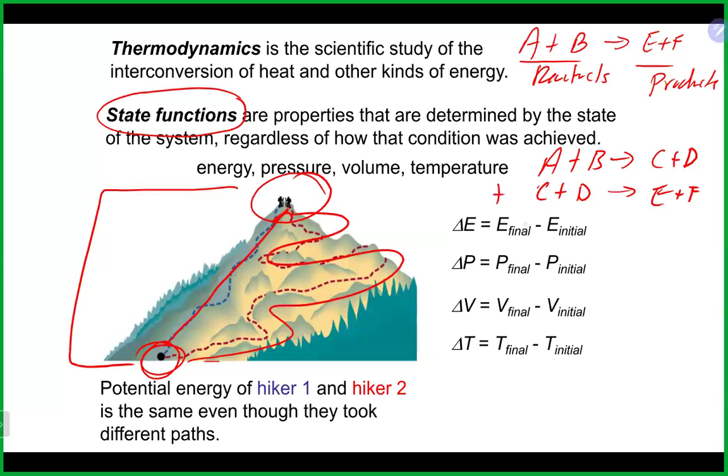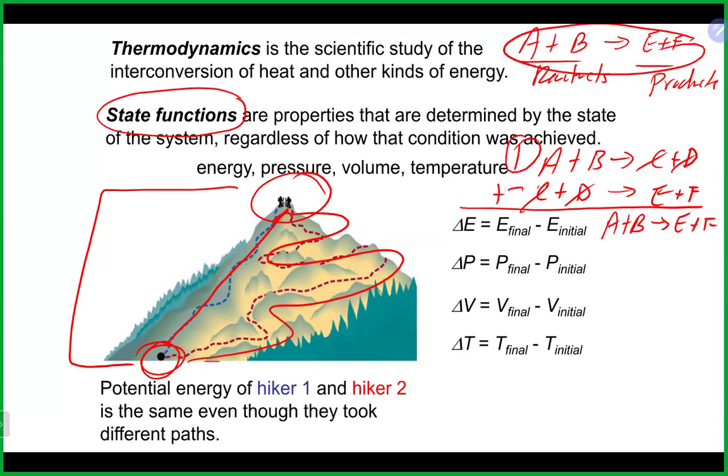If we add these together, anything on opposite sides of the arrow that is exactly the same will cancel out. So C cancels and D cancels since they're on opposite sides of the arrow and exactly the same. Everything on the left-hand side stays there, so that's A plus B. The right-hand side stays there, E plus F. So it is possible that this reaction actually occurs in a two-step process overall.